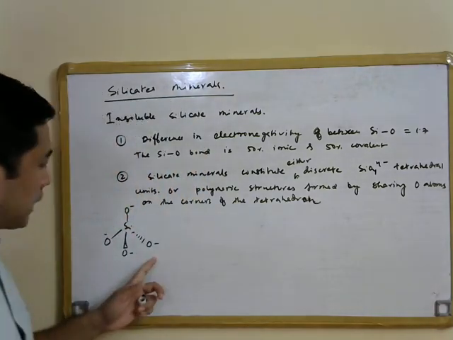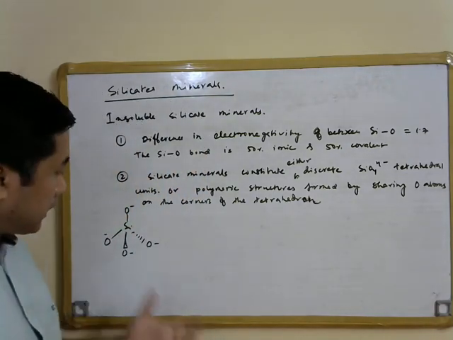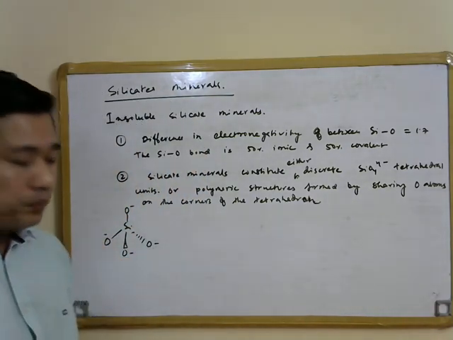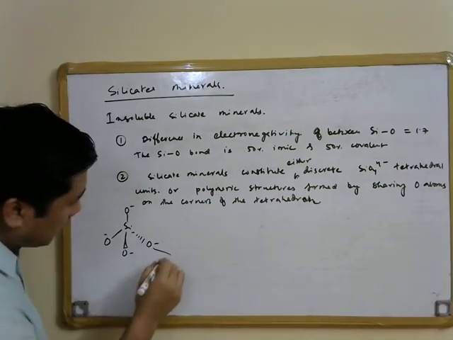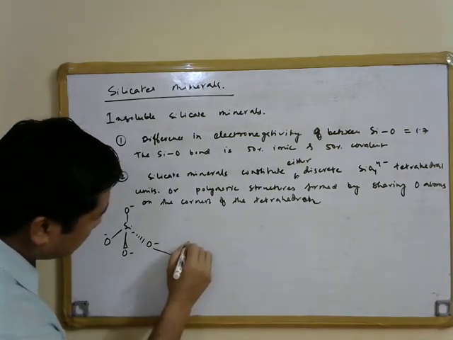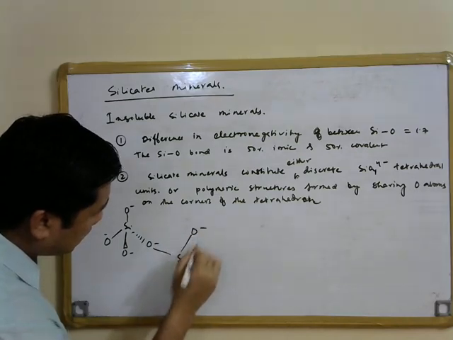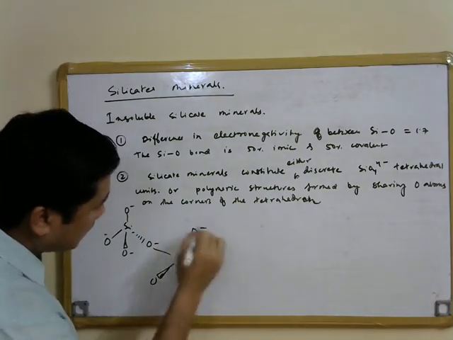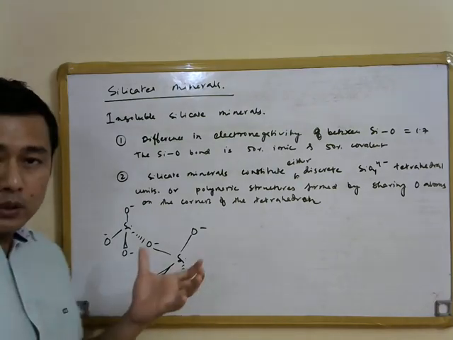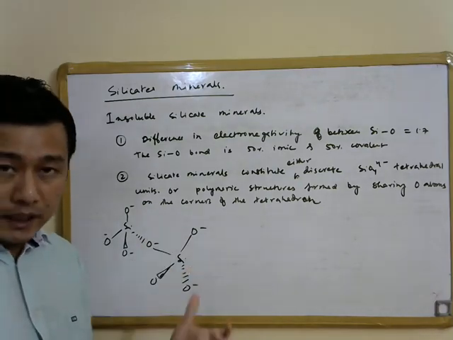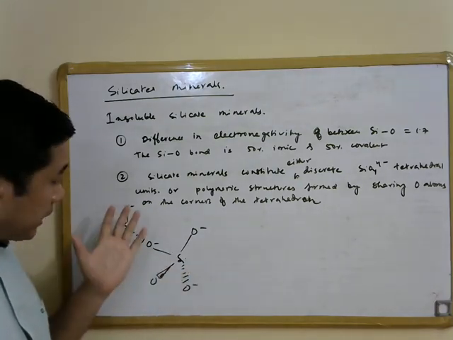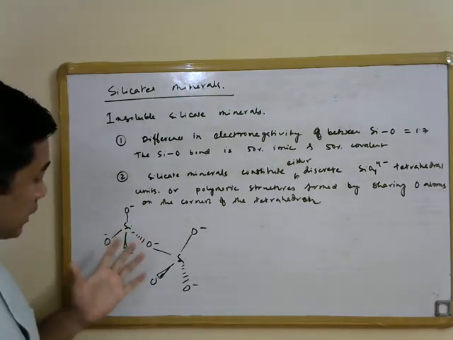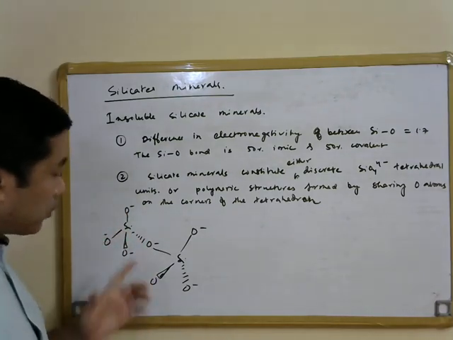So see, the oxygen atoms can be shared by two SiO4 units, and that is how we can have extension. So in this way, the SiO4 units may get connected by sharing oxygen atoms. Here we have seen how we can connect two SiO4 units through one oxygen atom.